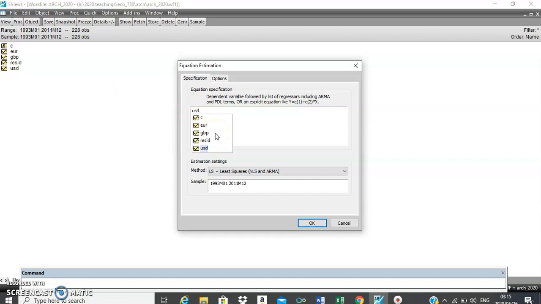Take note that I just named the variable USD for easy use, but of course this is the exchange rate between the Namibian dollar and the US dollar. So USD space C, USD lagged by 1 period. Okay, so that's what we are dealing with. Once we do that, we basically click on OK.